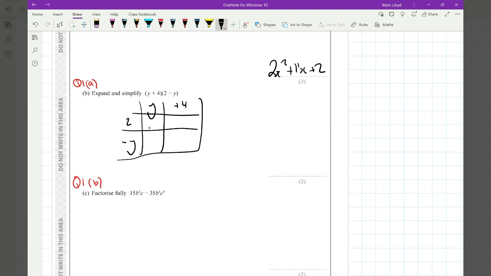So 2 times y is 2y. 2 times 4 is 8. Minus y times y is going to be minus y squared. And then minus y times 4 is minus 4y. So that gives us minus y squared. Minus 4y and 2y make minus 2y. And then plus 8 at the end.